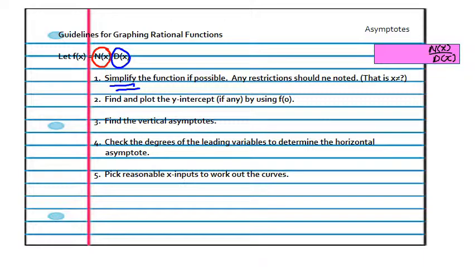That's a 0. It's kind of just dependent on the font. And 3, find the vertical asymptotes. 4, check the degrees of the leading variables to determine the horizontal asymptote.